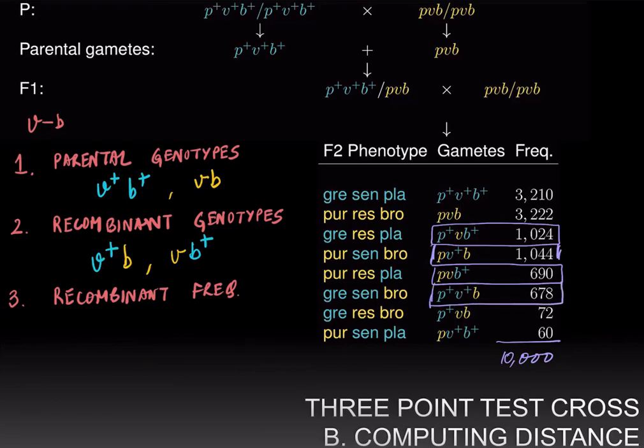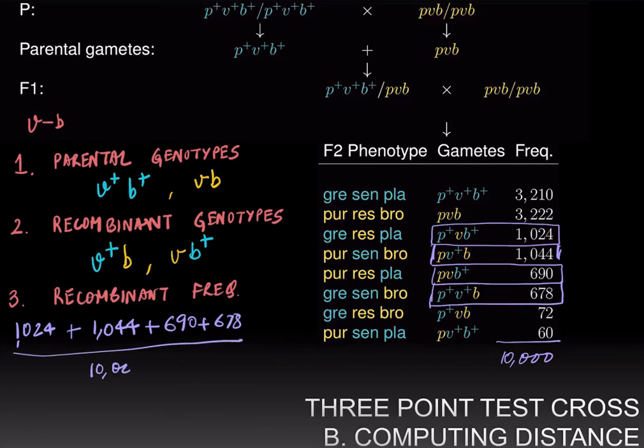And therefore, in the third step, we will compute the frequency of these recombinants between V and B, and that is 1024 plus 1044 plus 690 plus 678 divided by the total population, which is 10,000, and that gives us 34.36%, and therefore we say that V and B are separated by 34.36 map units.